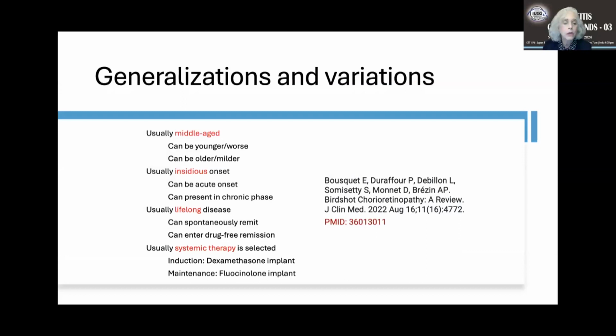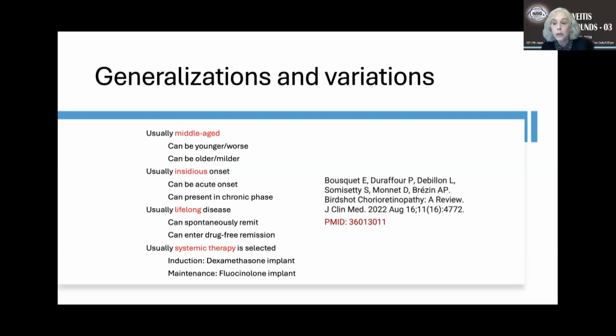There are some generalizations that can be made about birdshot. It's usually in middle-aged people. I think if a person is younger when they present, like this woman in her 30s, it is worse and more active. If someone comes in with some symptoms for a while, but they're in their 70s, it's usually a much milder presentation. It's usually an insidious onset, but it can be acute, as in the case that Dr. Pandy presented. It can also present in a chronic phase. It's generally a very slow disease, except when you have these acute presentations.